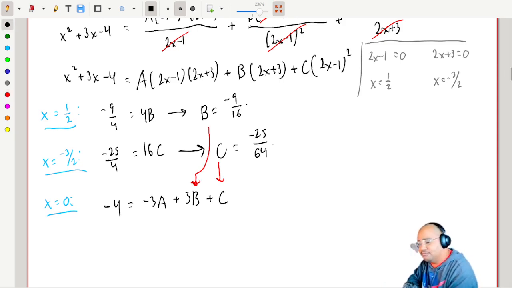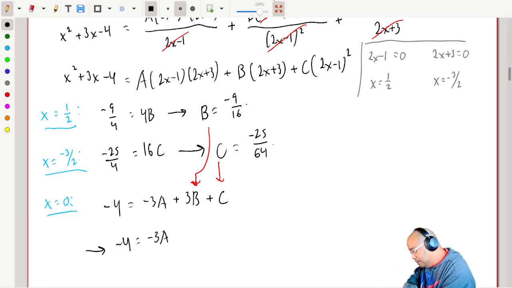Now, of course, we'll get some fractions here. You can use your favorite calculating device. Just be a little careful when you go ahead and collect everything, okay, you'll be doing a bit of work here. So after you've replaced everything, in fact, let's just go ahead and show it. So negative 4 equals negative 3a. That's the unknown. And then plus 3 times b, so 3 times negative 9 over 16. And then plus c, which is negative 25 over 64.